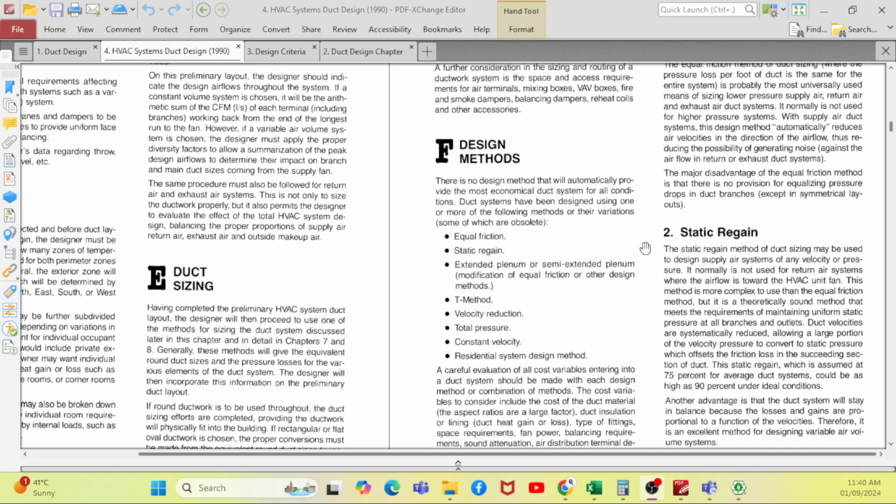How to calculate? As per the design methods, you can see there are different methods to calculate the duct pressure drop. There is the equal friction method, then the static regain method, then the extended plenum method, T method, velocity reduction method, total pressure method, constant velocity method, then the residential system design method.